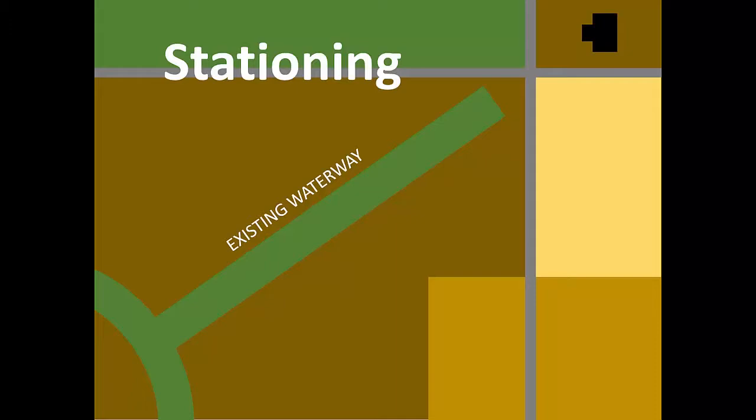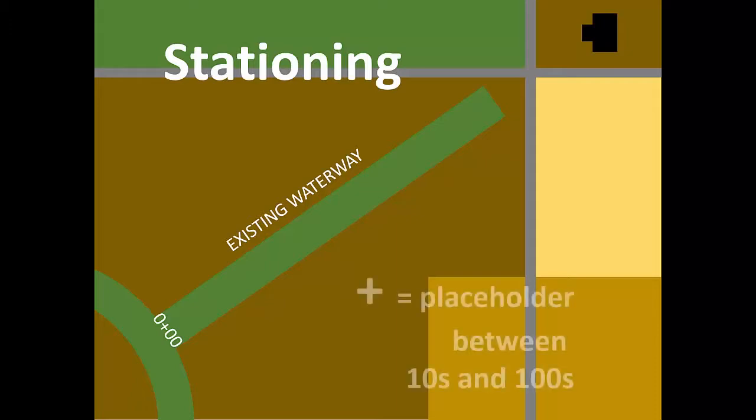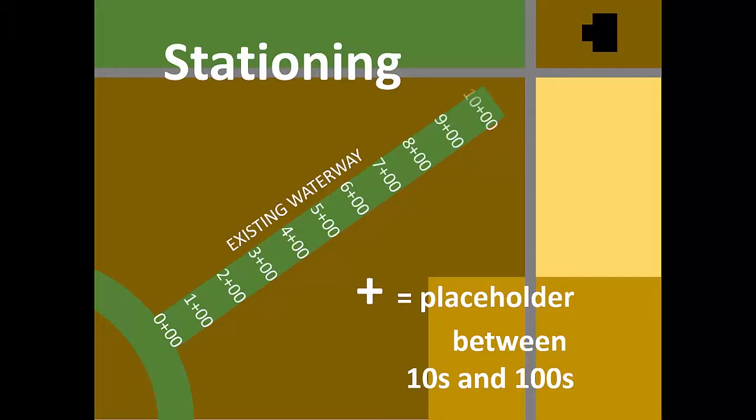We'll mark the low end of the waterway with a wood stake labeled with station 0+00. The plus sign in this station is a placeholder between the tens and 100s places. The plus sign identifies this number as a location, just like the highway mile marker. By measuring along the waterway center line, we can mark a new station every 100 feet.